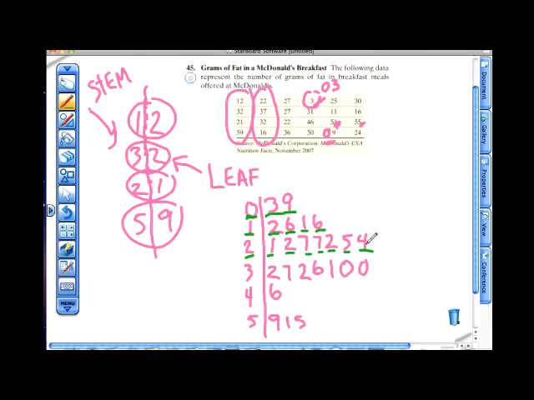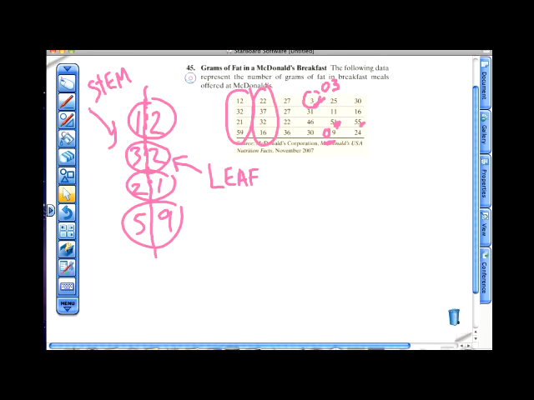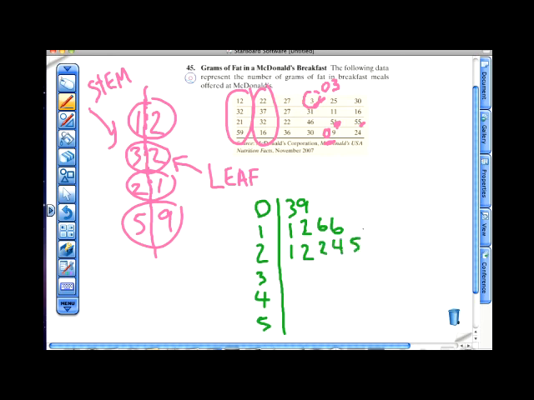Technically what you want to do with the leaves is to put them in numeric order. So let's see what that would look like. A stem and leaf in order: here's our vertical line. We've got 0, 1, 2, 3, 4, 5. Putting the zeros in order, we would have a 3, then a 9. The ones in order, we would have a 1, a 2, a 6, and another 6. Putting the twos in order, we would have a 1, a 2, a 2, a 4, a 5, and 2 7s.